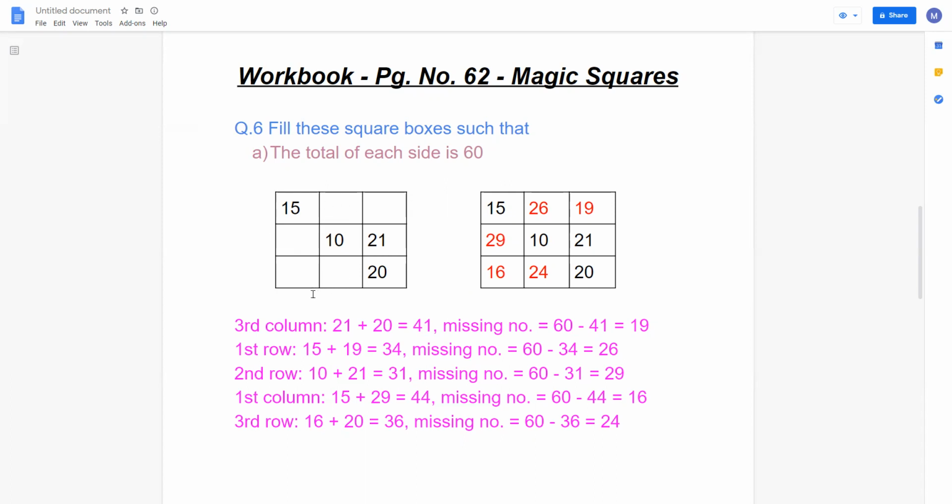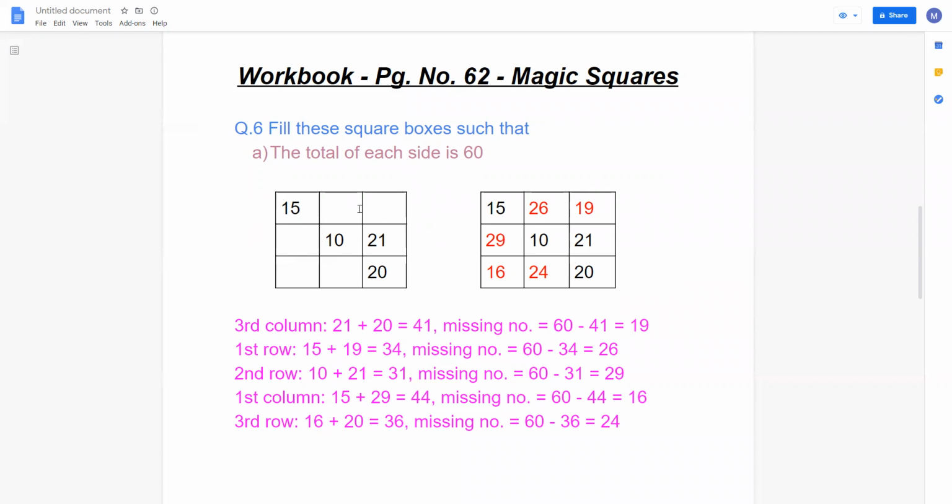A 3 by 3 order magic square is given. Here first 15, then 10, 20, 21. 4 numbers are given. The remaining 5 numbers we have to find out. This second box is the answer I have written. Don't see that. First you see the question. See, first the vertical lines are called columns, and the horizontal ones, the rows. So first keep that in mind.